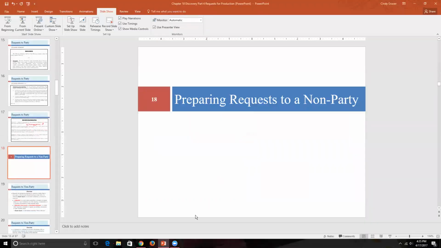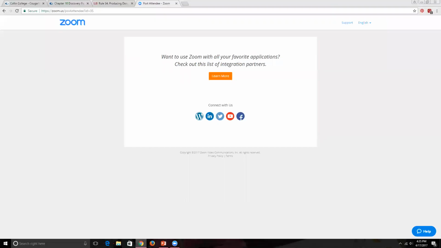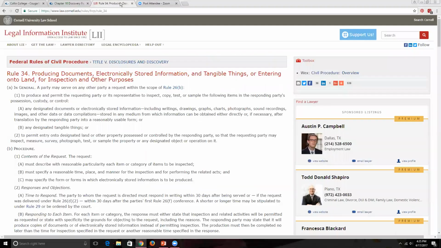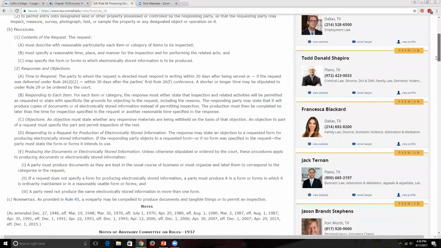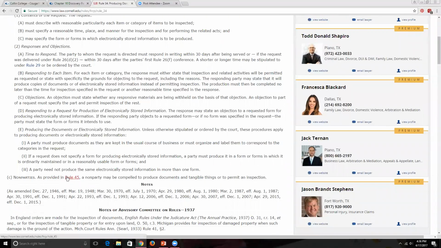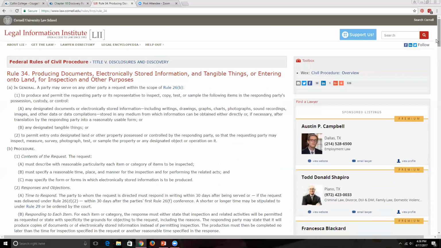Let's pause before we go any farther, and I know we haven't really talked yet about the rule. I always like to look at the rule before we go too far into the process. So I'm going to flip over here to Rule 34. This is the rule that's relevant to this type of discovery. And first of all, we have a general section that kind of introduces you to the concept. Then we have the procedural section. And we have a section about non-parties. So let's look at the first section.